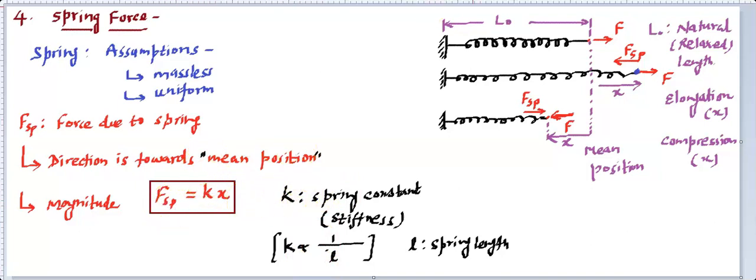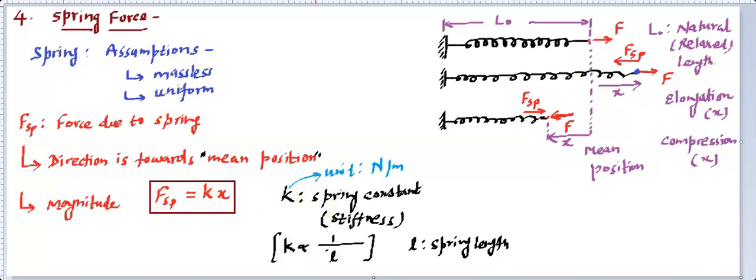Moreover, if you are looking for the unit of K, you can easily identify it because this is a Newton, this is a meter, and this is the unit you are looking for. So it is going to be equal to Newton per meter. Newton per meter is the unit of K.